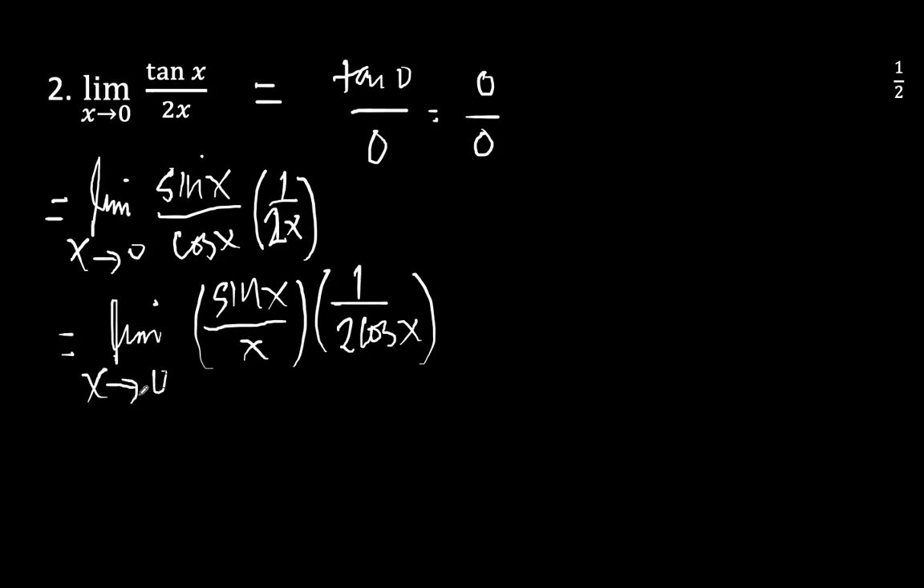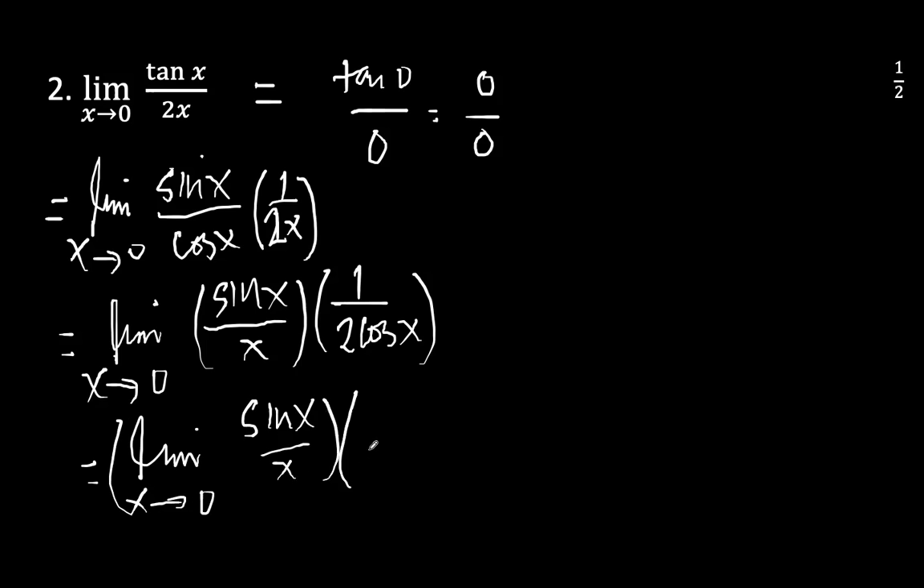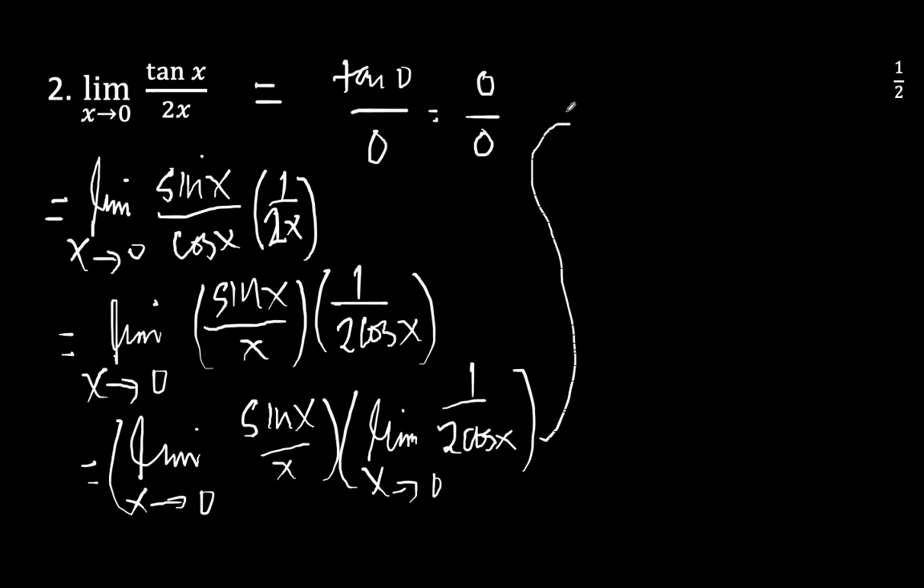As x approaches 0, in this case, we can take the limit of the factors. So the limit of sine x over x as x approaches 0 times the limit of 1 over 2 cosine x as x approaches 0. So we're going to take the limit of two factors. Now, the limit of sine x over x as x approaches 0 is equal to 1 based on theorem number 1.